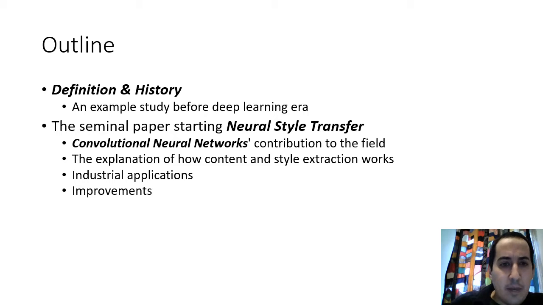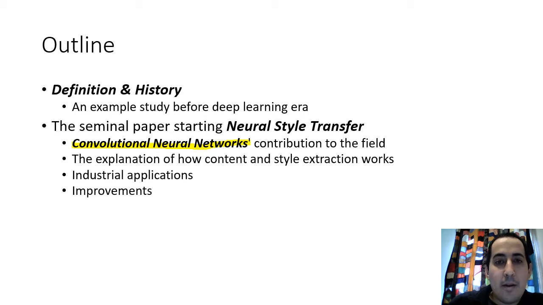This paper uses convolutional neural networks, CNNs, and it starts the research field of neural style transfer. It is a fundamental seminal paper starting the field. The way it works and loss metrics will be explained in detail. I will also exemplify that there are many successful industrial applications of the paper, and it has been improved significantly with the contributions of other researchers.